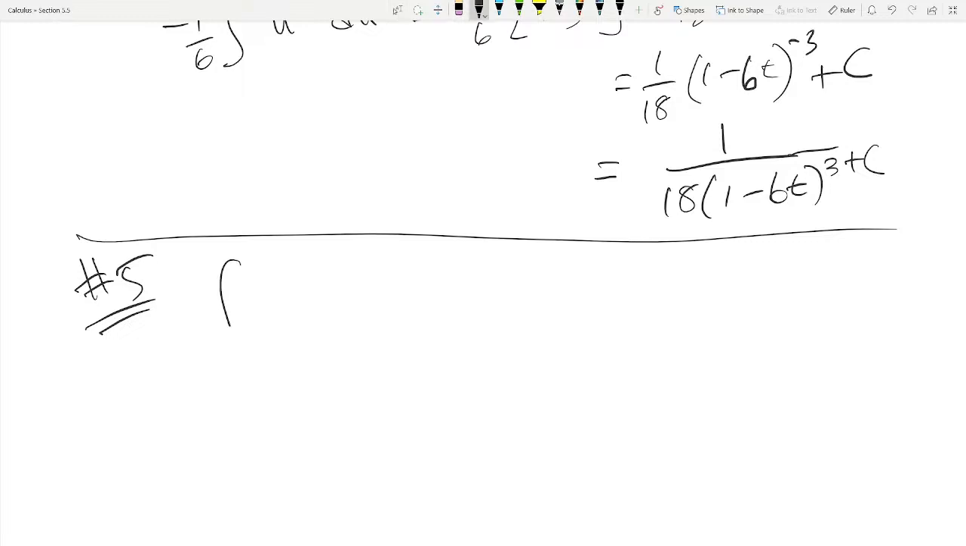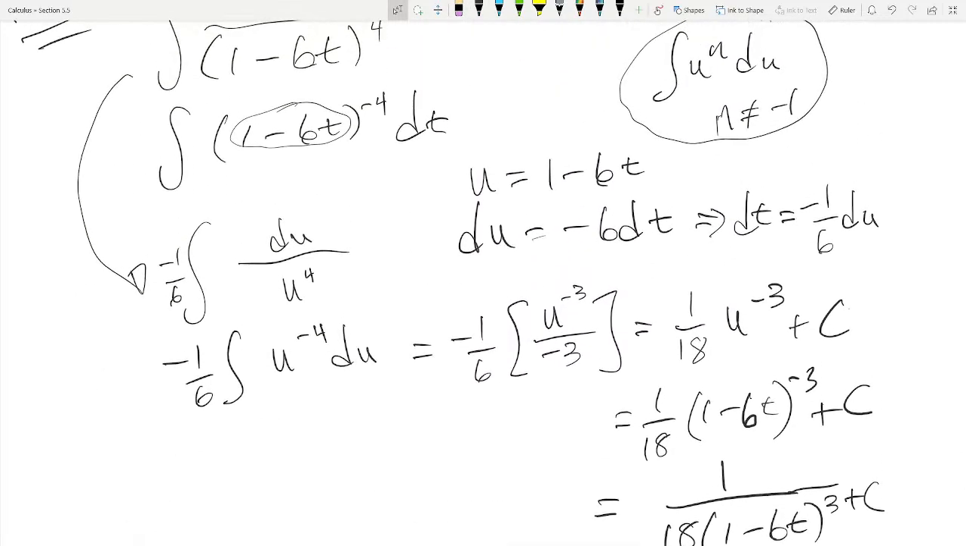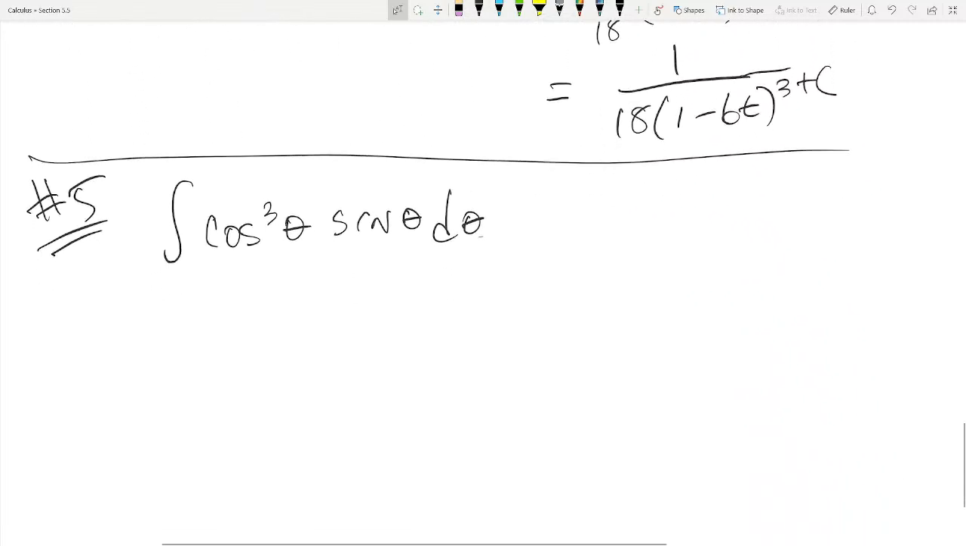Oh, wow, we're getting into the trig functions now. Cosine cubed theta, sine theta, d theta. Okay, well, there you go. The variable is now theta. Notice that when theta is the variable, then you're going to have a d theta. In the previous one, when the variable was a t, then you have a dt. And when we switch it to a u, you got a du. So this right here always has to match the variable in the integral.